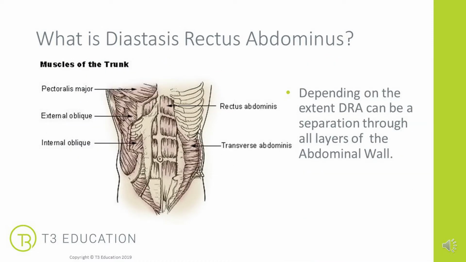So if we look at the muscles of the trunk, I like this picture because it peels back the layers. We're not just talking about the rectus abdominis. The transversus abdominis and the obliques all blend and marry at this linea alba. So depending on the extent of the diastasis, this can be separation through all layers of the abdominal wall.